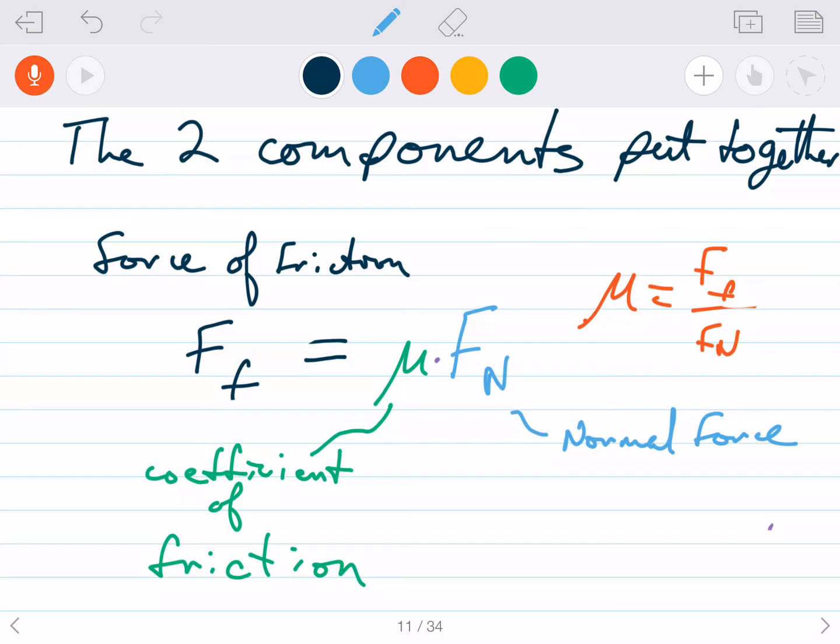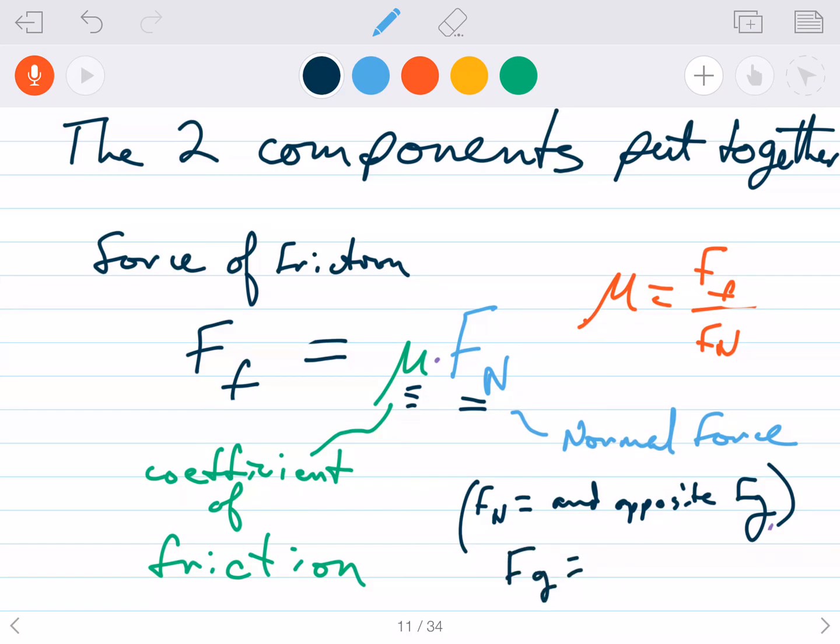Okay, the two components put together. So we've got our force of friction, we've got our coefficient of friction, and we've got our normal force. So if I know the coefficient of friction and I multiply it times the normal force, which is equal and opposite the force of gravity, right? And the force of gravity is mass of the object times the acceleration due to gravity, right? So that's also the normal force. Okay? So mu times this normal force will give us our force of friction.